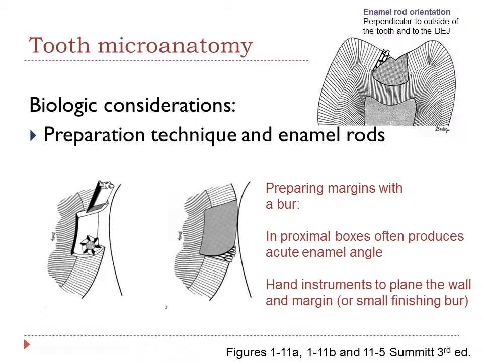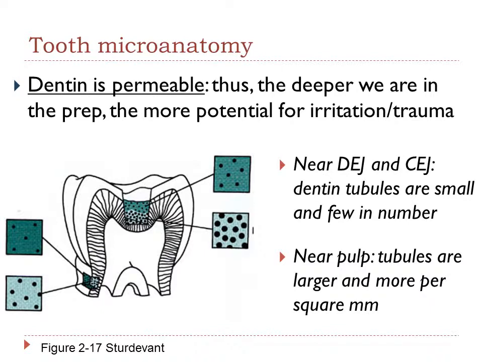Biologic considerations also include remembering the enamel rods and the 90-degree margins. Rotary instruments alone do not always produce the ideal cavo surface margin. Hand instrumentation is required to produce the correct finish. Dentin has tubules which communicate with the pulp. When the floor of a preparation is near the pulp, the tooth is more vulnerable to injury because the tubules become larger in diameter, and there are more tubules per square millimeter.